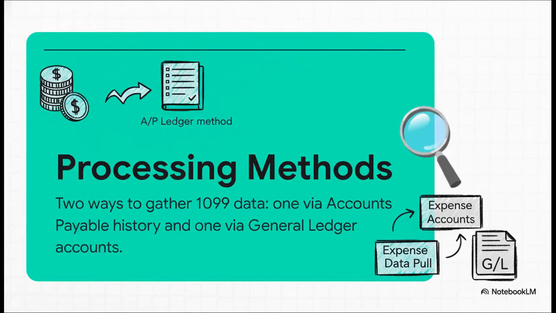So JD gives you 2 main methods to do this. The first way is the accounts payable or AP ledger method. It looks right at your payment history, what you actually paid out. The second way is the general ledger or GL method. It pulls data based on the specific expense accounts you tell it to look at. They both get the job done, but they have different strengths.